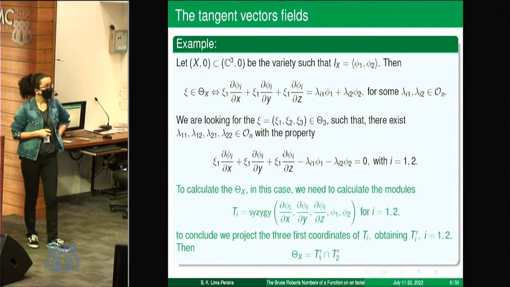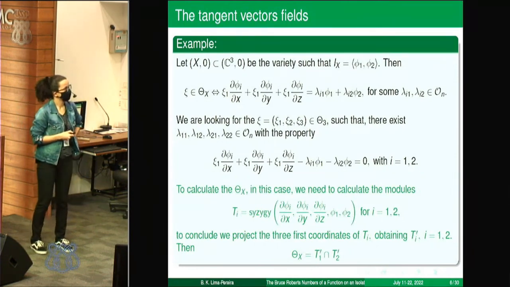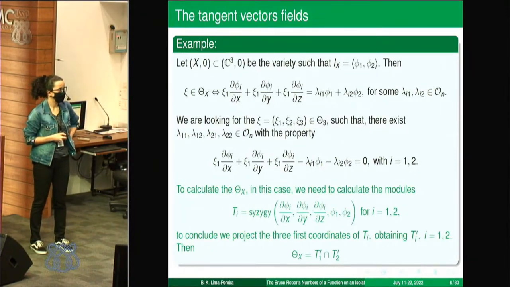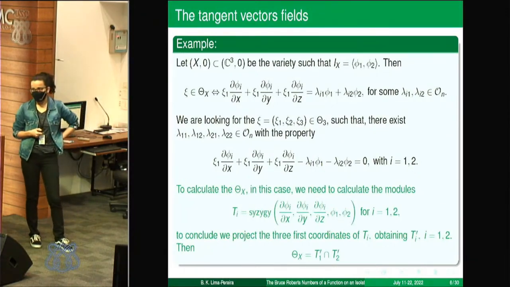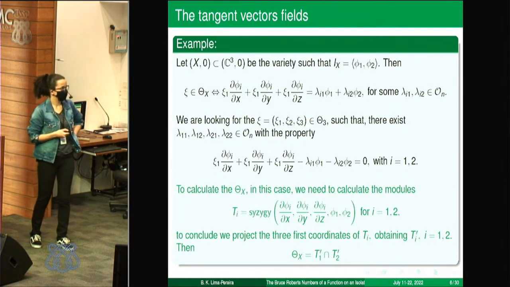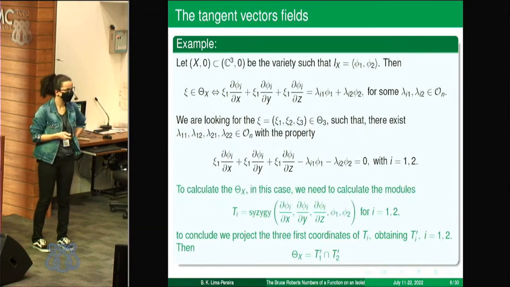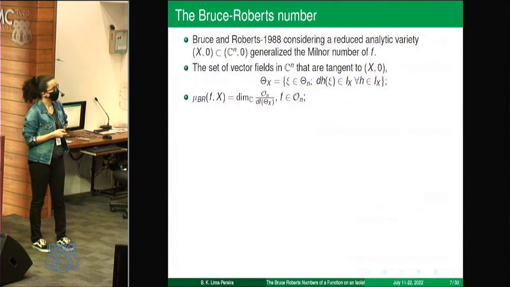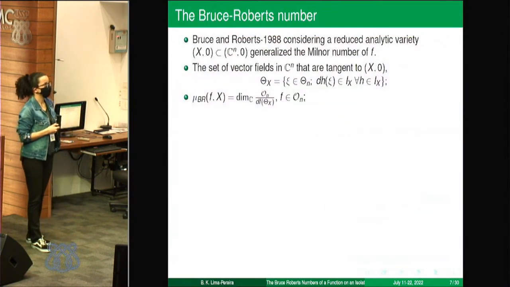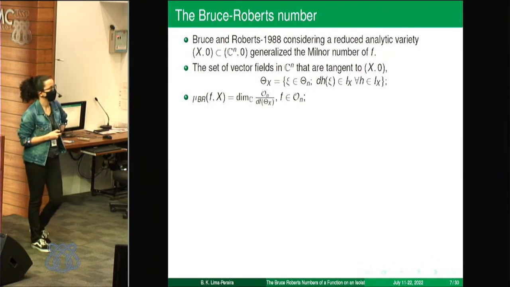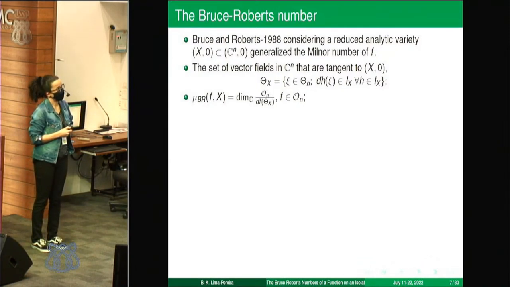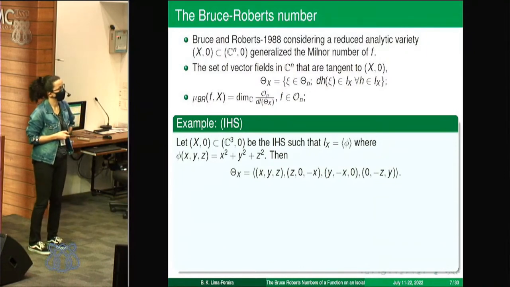Okay. Well, it is not easy to calculate theta X, and we use the software Singular to make this CCG. And I think you can also use Oscar. So, continue. The Bruce-Roberts number of f with respect to X is equal to this dimension, the dimension as a C vector space of this quotient. Okay. And now an example.